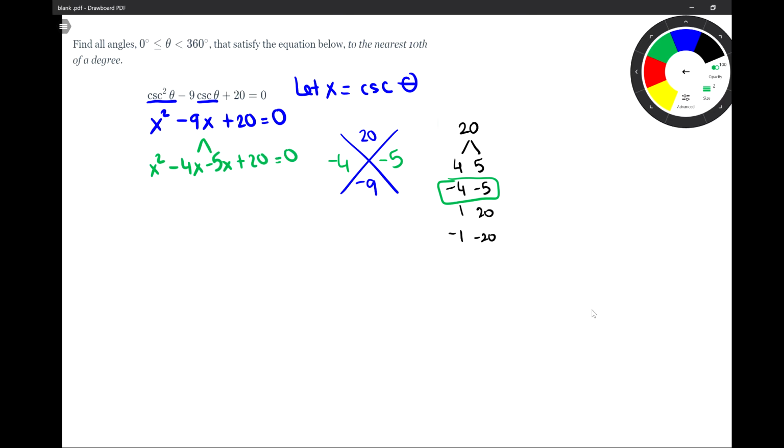Now I have 4 terms, so I can use the grouping method. I group the first and second terms, and the third and fourth terms. For the first and second terms, I have x in common. So I factor out x, and I have x minus 4 as the leftover inside the parentheses. For the third and fourth terms, you see that I have negative 5 in common. So I factor out negative 5, and for the remaining, I will have x minus 4.